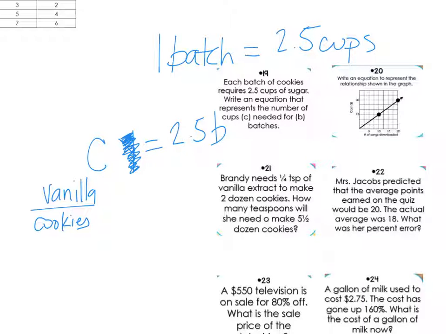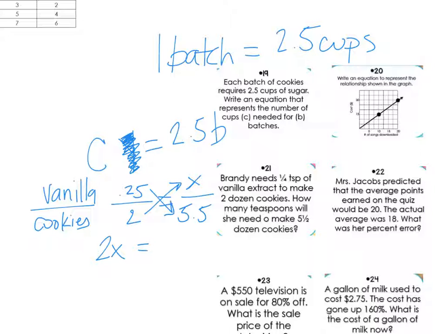So 1/4, you know what? Let's do decimals for crying out loud. 1/4 of vanilla gets you how many cookies? Gets you 2 dozen. If you want to put a 2 there, you can. If you want to change it to 24, you could. Okay? I want to know how much vanilla I need to make 5.5 dozen. So 5.5 x. Here we go. Cross multiply and solve.